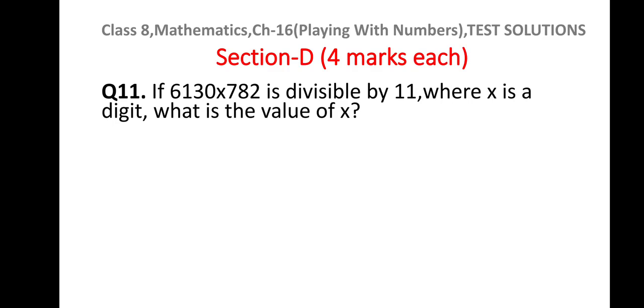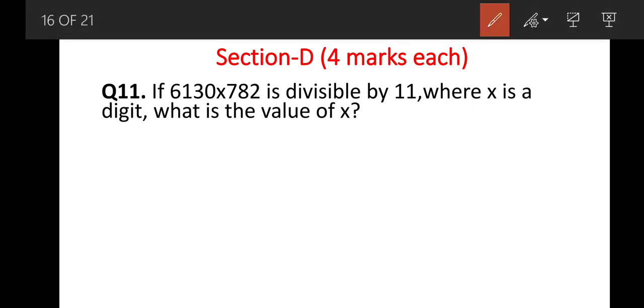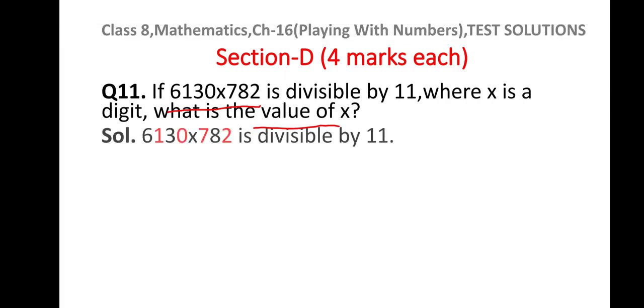Coming to question number 11, that is section D, a 4 marks question. If this number is divisible by 11, this is the number, this is given to us that it is divisible by 11, where x is a digit, and we need to find the value of x. So this is divisible by 11, this is given to us, and here also I have taken some digits in red and some digits in black so that the divisibility test of 11 will be more clear to you.